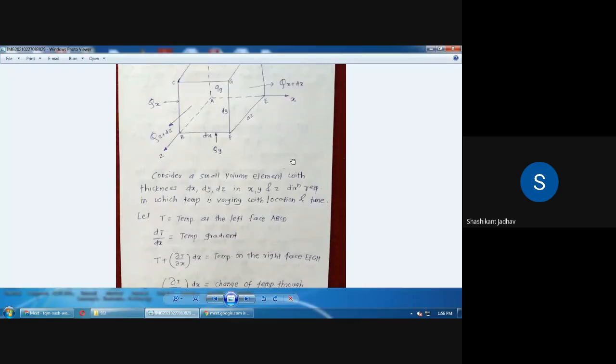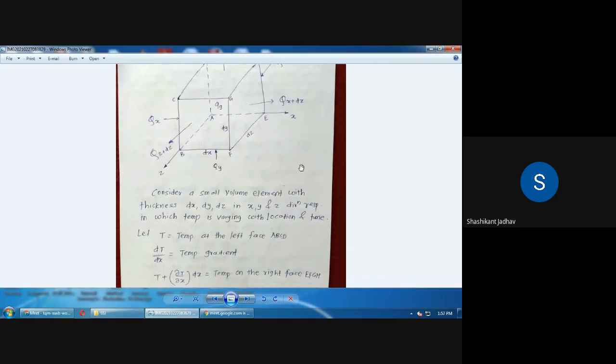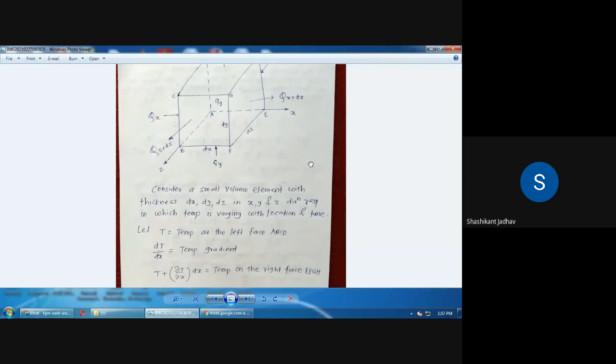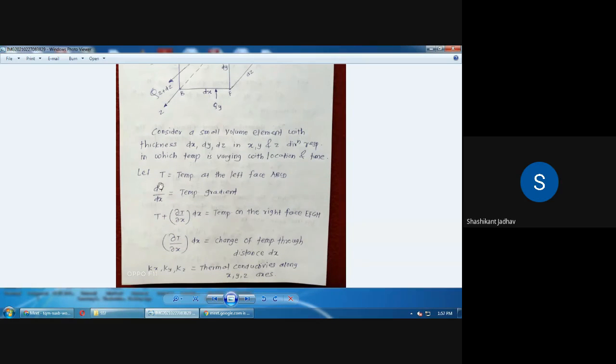Okay, so this is the general heat conduction equation. That part we discussed in yesterday's lecture. We considered a small element in the x, y, z direction, with thickness along the x direction, thickness along the y direction, and thickness along the z direction. Then we defined different parameters. In the next slide, we wrote the energy balance equation, that is heat accumulated plus heat generated is equal to energy storage. So from that, A plus B is equal to C. Then we did the calculation for part A, part B, and part C.